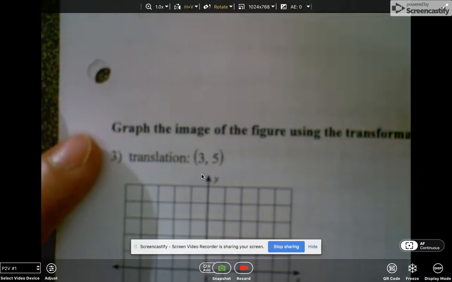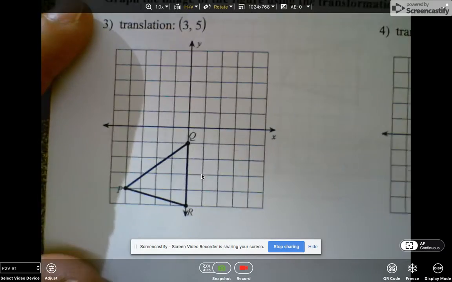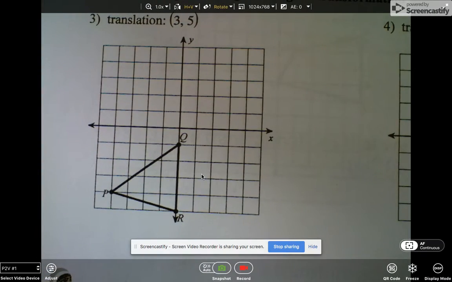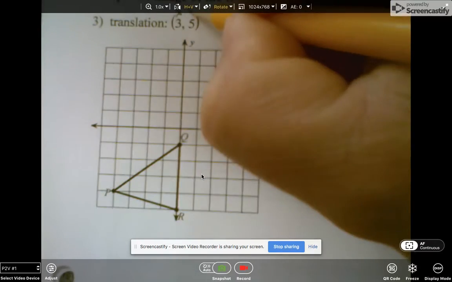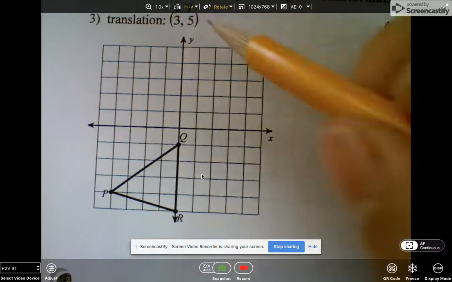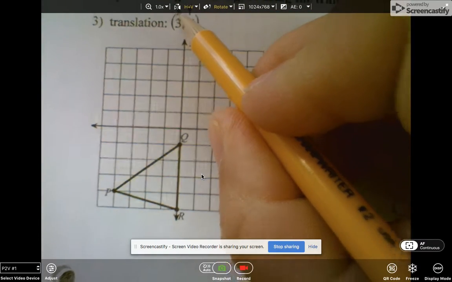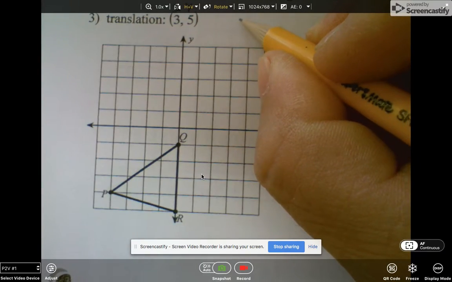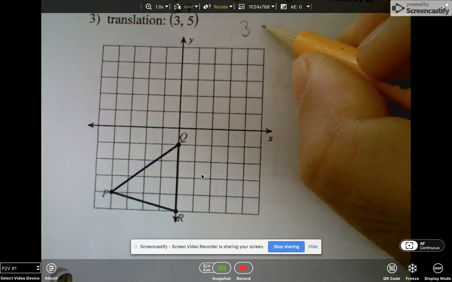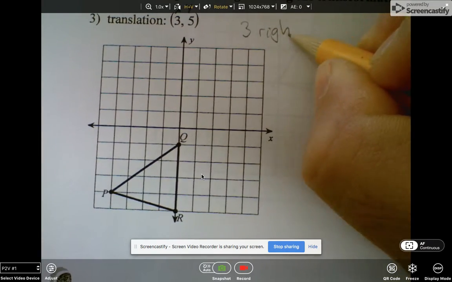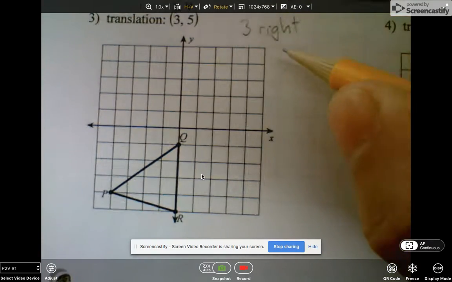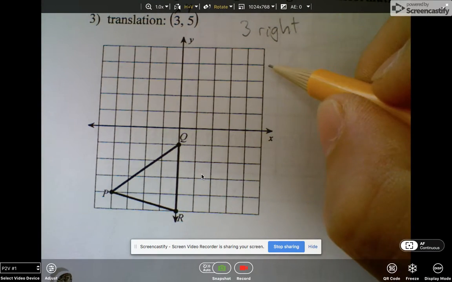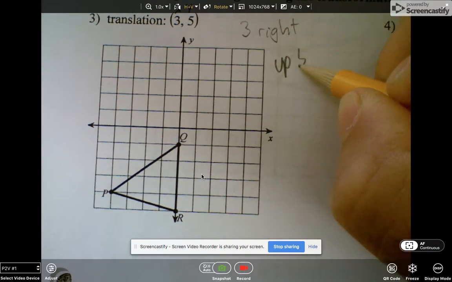All right, number 3, we have coordinate notation. So this one's actually an easy one because they're both positive numbers. So remember, this is your x, this is your y. So positive 3 for x is telling me to move how? That's right, so we want to go 3 to the right. And a positive 5, does that want me to move up 5 or down 5? So we want to go up 5.